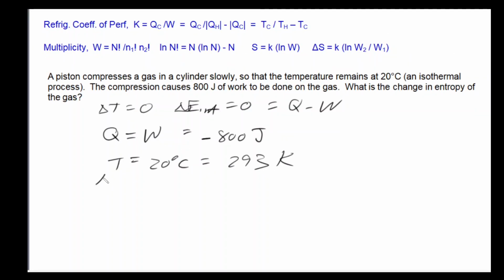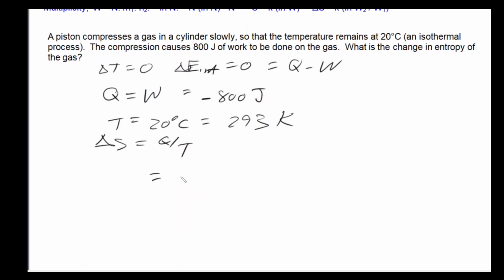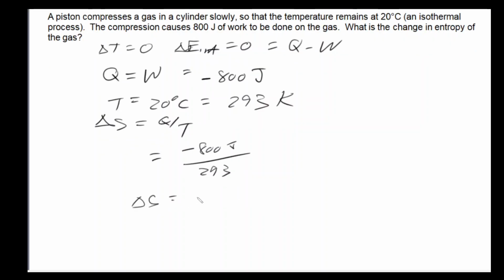So our formula for change in entropy is equal to Q over T. So that's equal to minus 800 joules over temperature. So our change in entropy ends up being minus 2.73 joules per Kelvin. So the entropy is decreasing in this system because the compression is causing the molecules to become more concentrated and more ordered in a smaller volume.